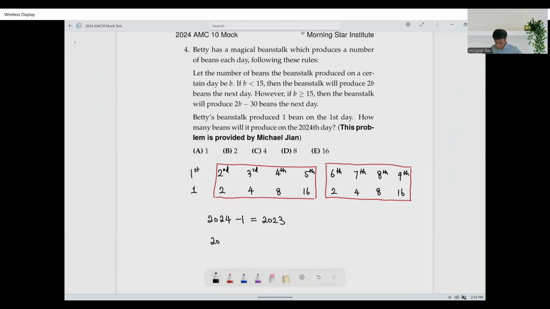So 2023 equals 4 times 505 plus 3. So there will be 505 such patterns, but we have additional 3 days. So that means it's the third number in this pattern, which we can see is equal to 8. So on the 2024th day, it will produce 8 beans.